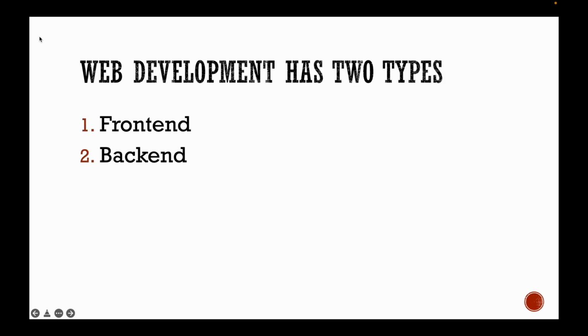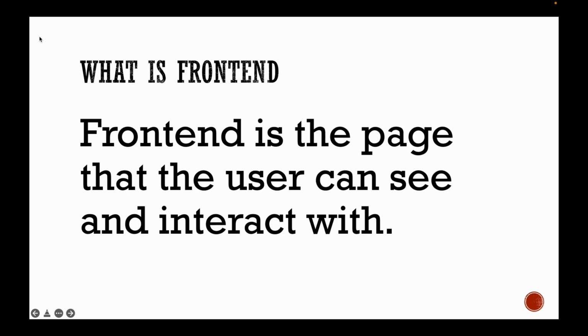Okay, so web development has two types. It has the front end and the back end. So these are the two types of web development. Now, what is front end? Front end is the page that the user can see and interact with.